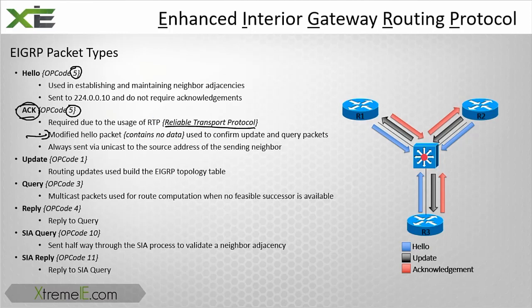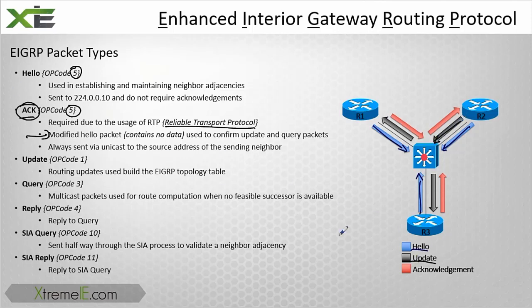So based on the diagram that I have for you guys here, R1, R2, and R3 all form an adjacency by sending these hello packets. Okay, that's essentially step one. Now, router 2 sends an update, and all these guys are going to send updates based on what they've been told to advertise, but now router 2 sends an update, okay?